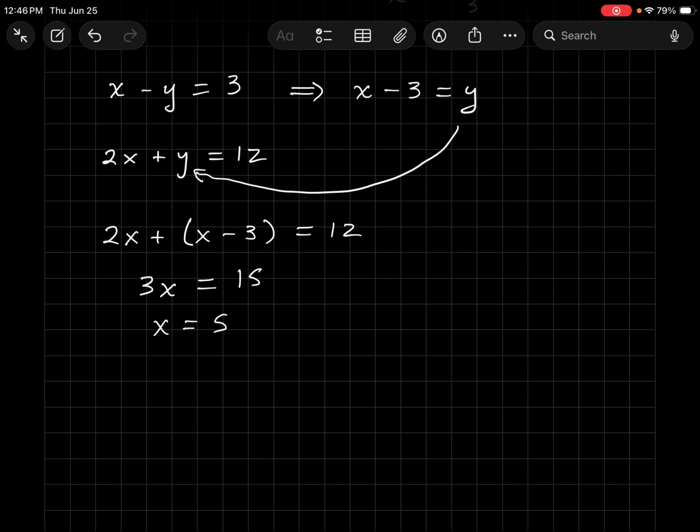And I can solve for y by plugging in here or anywhere really, and I get y equals x minus 3, but x is 5, so y is 2.